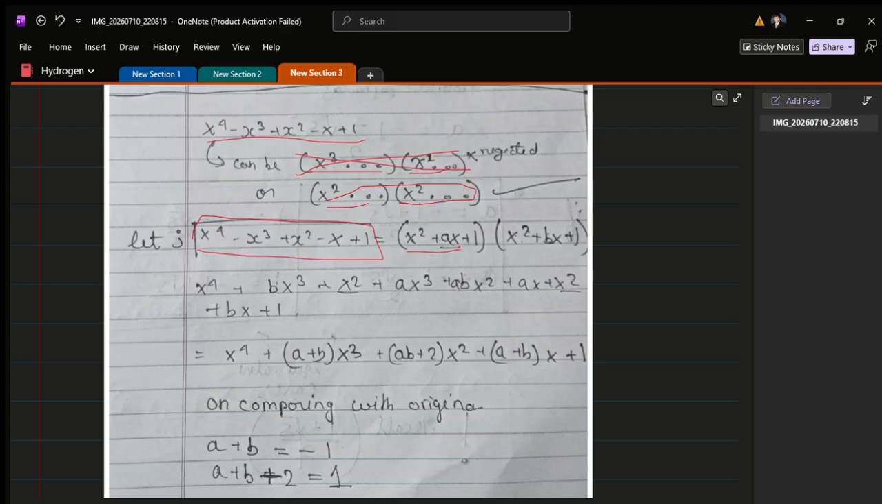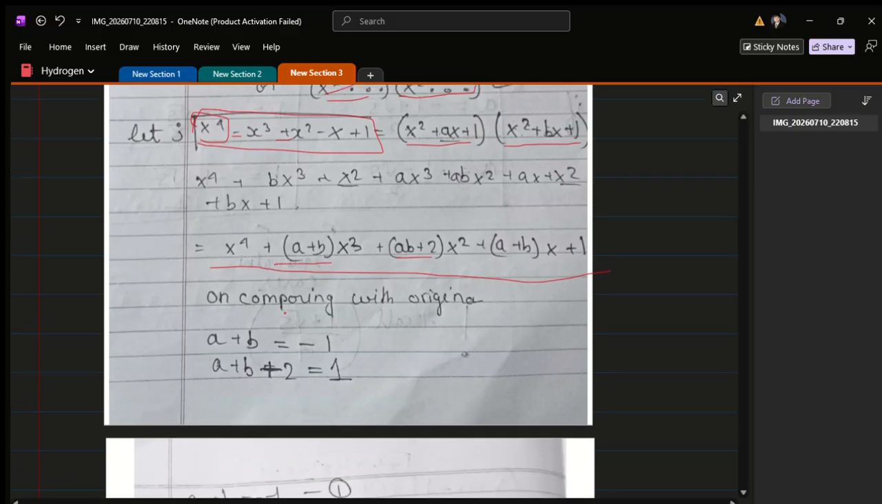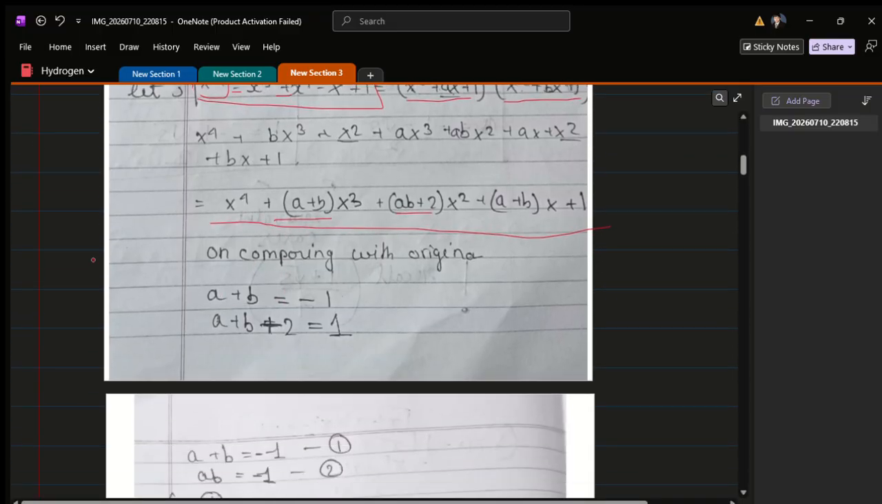polynomial equal to this quadratic times this quadratic, with the coefficient of x being a and b respectively. We have not taken other variables because the coefficient of x's greatest power is 1 and the smallest power is also 1. So we only need two variables, a and b. We multiply this, we get this term, and then if we simplify this, we get this polynomial. Comparing the coefficients, a plus b is equal to minus 1, a plus b plus 2 is plus 1, and again a plus b is equal to minus 1. So we get two variables and two equations. We can get the values.